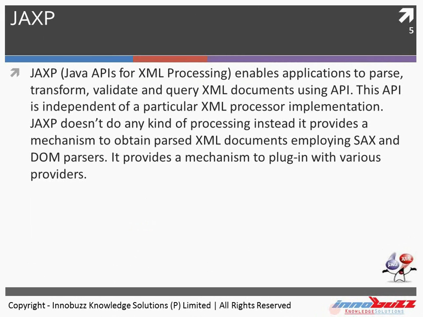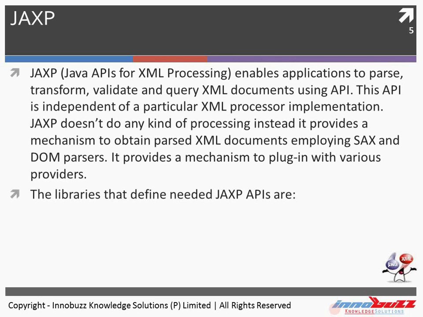JAXP enables applications to parse, transform, validate, and query XML documents using an API. This API is independent of a particular XML processor implementation. So JAXP doesn't do any kind of processing. Instead, it provides a mechanism to obtain parsed XML documents employing SAX, which we have already seen, that is Simple API for XML, and DOM, Document Object Model parsers. So it provides a mechanism to plug in with various providers.